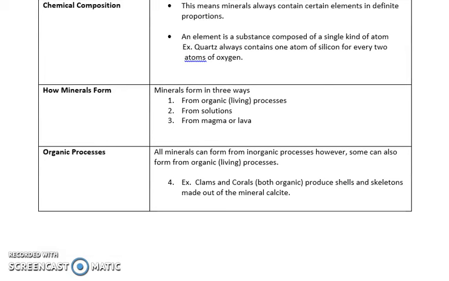Organic processes. All minerals can form from inorganic processes. However, there are some that can also form from organic or living processes. Example, clams and corals. These are both organic. They're both living in the ocean. They produce shells and skeletons. These are made out of the mineral calcite. So that's an example of an organic process of a living thing that is producing a mineral.